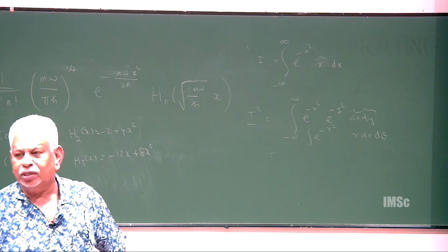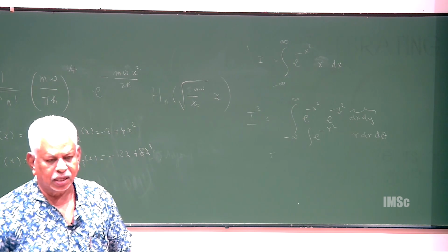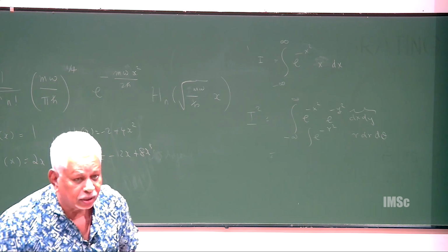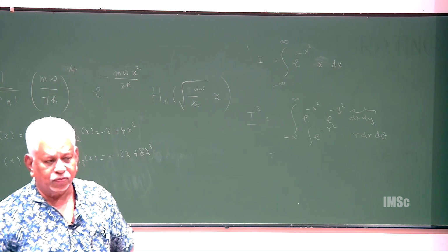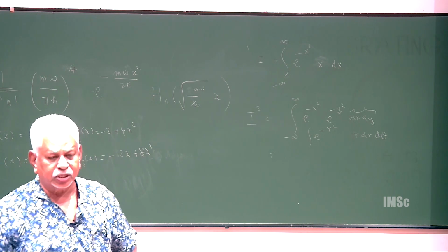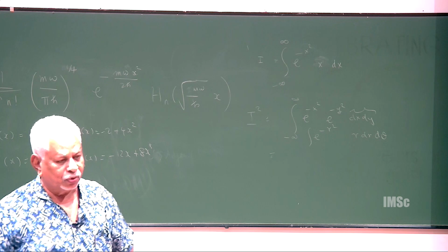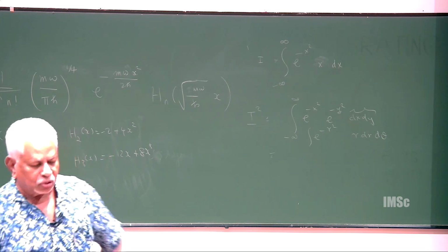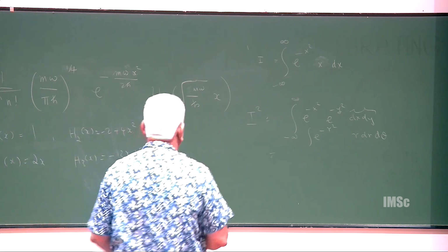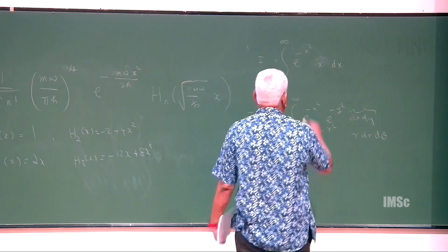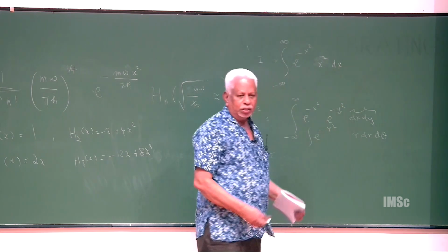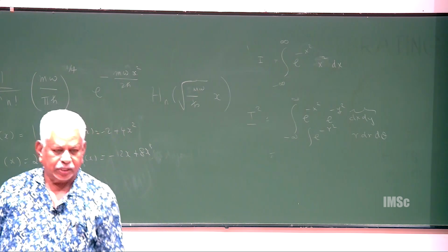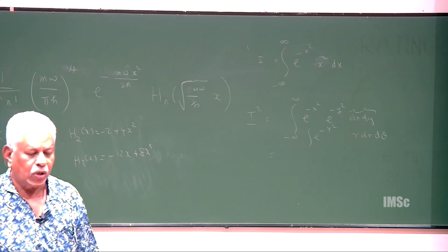E power minus x square, x dx. Yes, x is an odd function and e power minus x square is an even function. So if you integrate it from minus infinity to plus infinity, you will get 0. As simple as that. So if you have x square, you will have a non-zero value. Right? That's what you will have. How will you work out that?